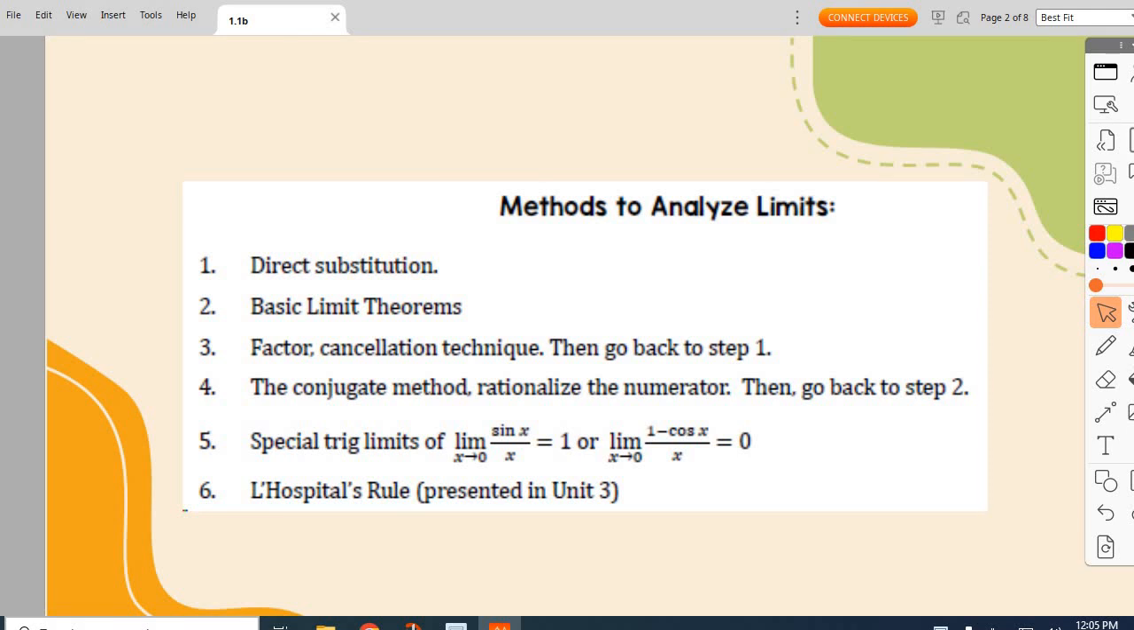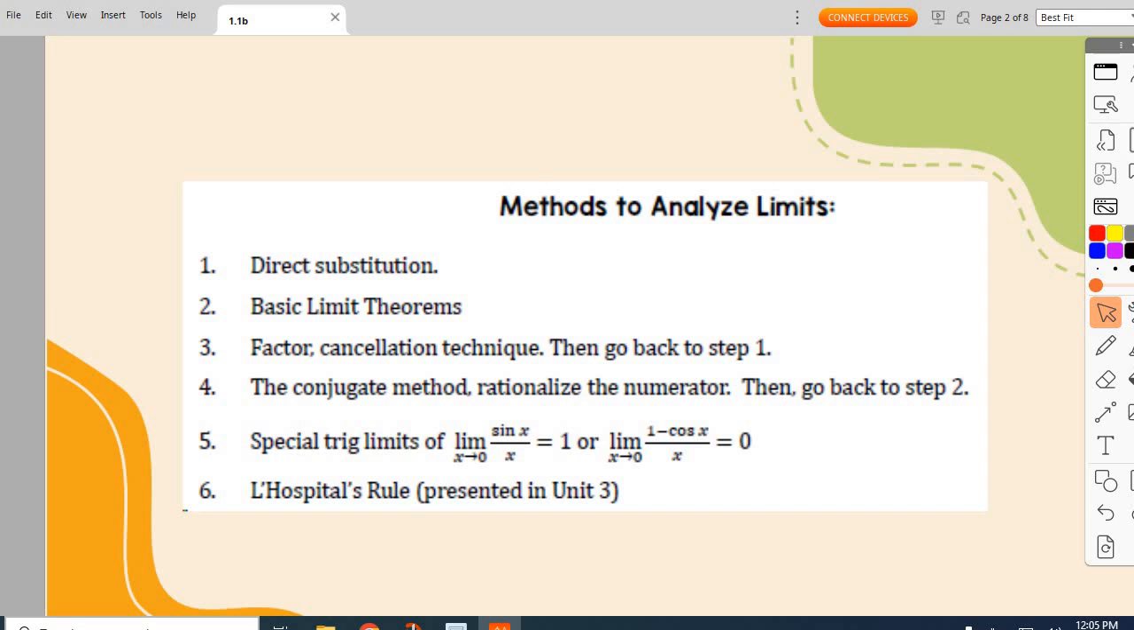So remember that we have some different methods. We always want to try direct substitution first. These are a whole lot easier. Then remember, we have some basic limit theorems.